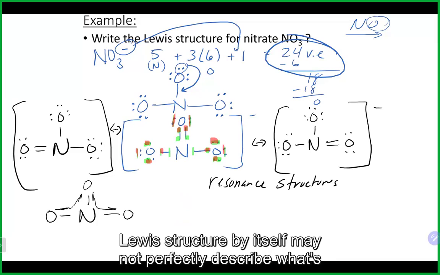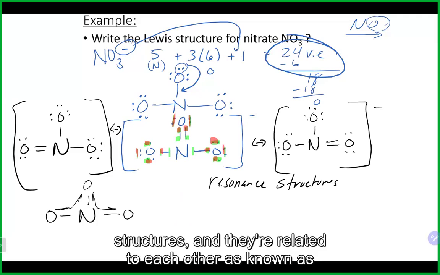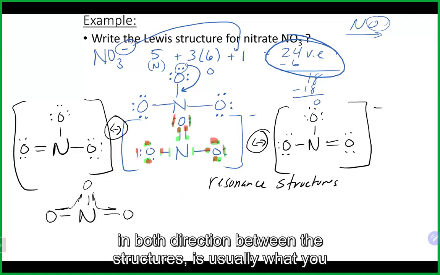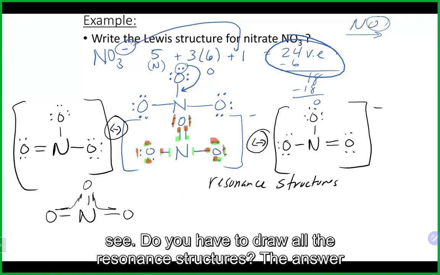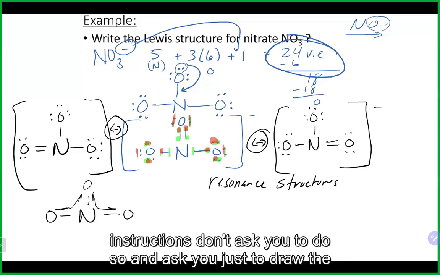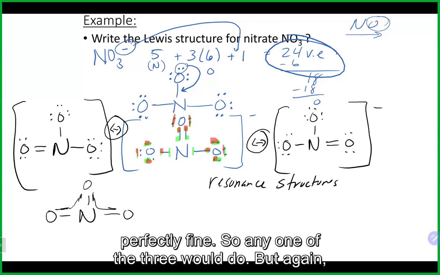One Lewis structure by itself may not perfectly describe what's going on, so you can actually draw three equivalent structures, and they're related to each other as resonance structures, usually with an arrow headed in both directions between the structures. Do you have to draw all the resonance structures? The answer is no, unless the instructions ask you to do so. If the instructions don't ask you to and just ask you to draw the Lewis structure, you could draw any one of the three, and that's perfectly fine. So any one of the three would do.